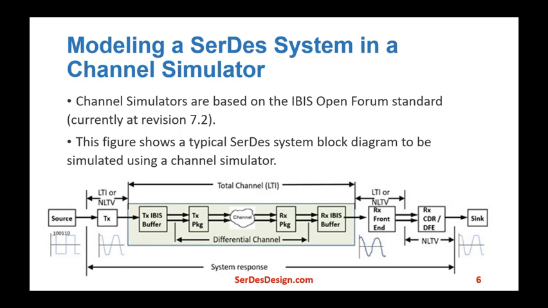There's the receive IBIS-AMI portions. The AMI portion typically contains a receiver continuous time linear equalizer, a clock and data recovery unit, and a decision feedback equalizer. The IBIS portion has a differential input from the channel.